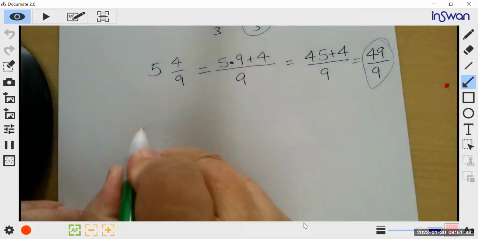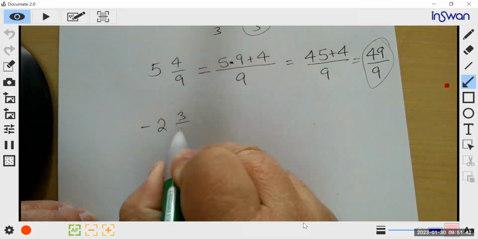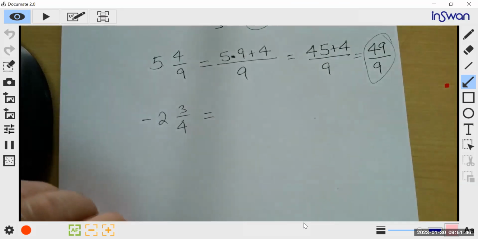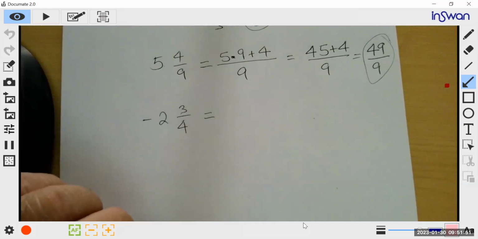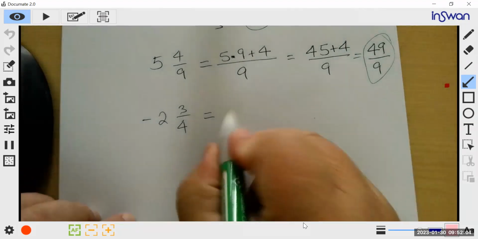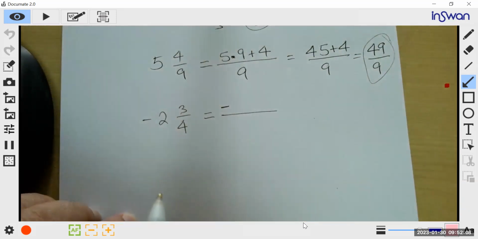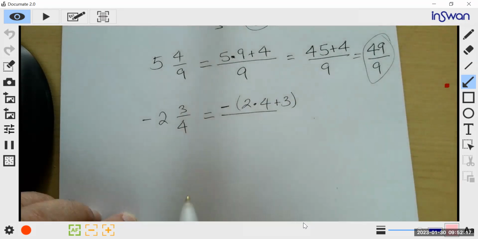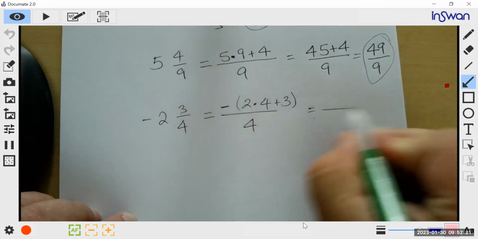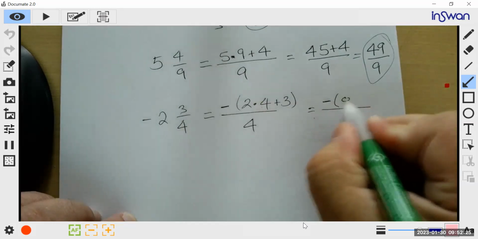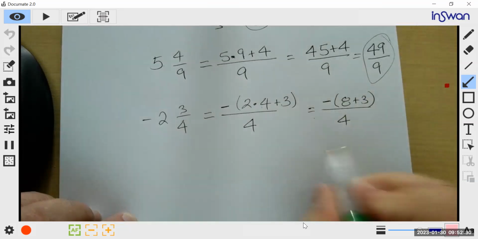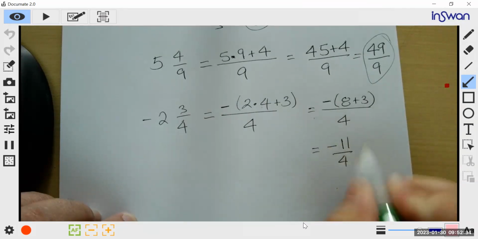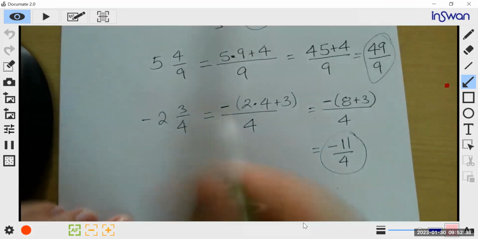Well, we haven't done negatives yet. The negative just goes there. 2 times 4 plus 3 over 4. 2 times 4 is 8, plus 3 over 4. 8 plus 3 is 11 over 4. So just do the whole thing, just put a negative on top.